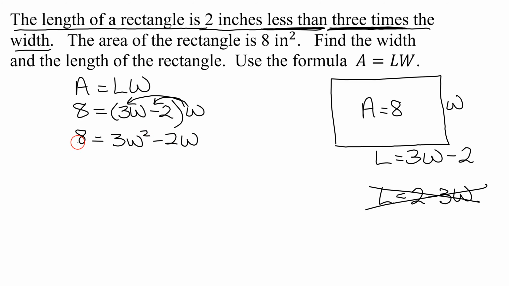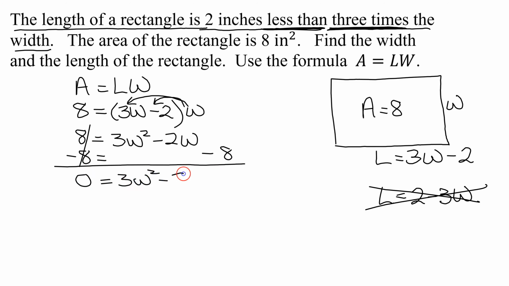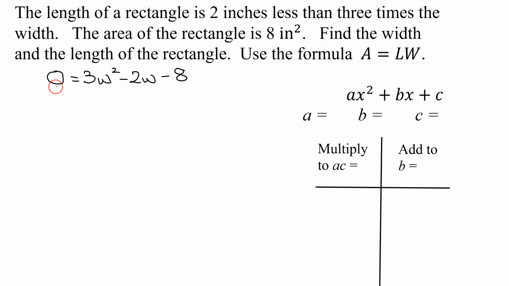We need 0 on one side. I don't have 0, so I'm going to have to subtract 8 from both sides. So now 8 minus 8 is 0 on the left-hand side. That equals 3W squared minus 2W minus 8. Notice these are all unlike terms, can't combine any of them, and we always want to write it in descending order. Now we're going to try and factor it, and I'm running out of room, so I'm going to go to the next slide where I've already put my equation in here.